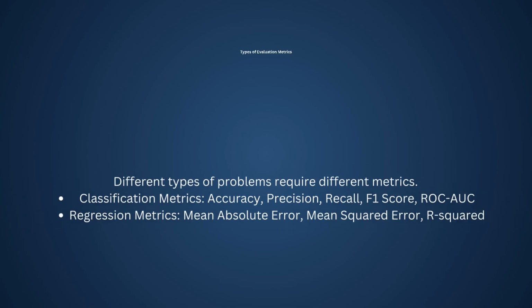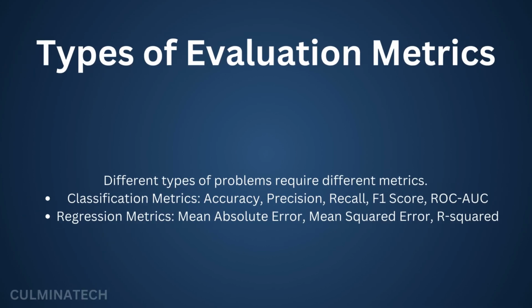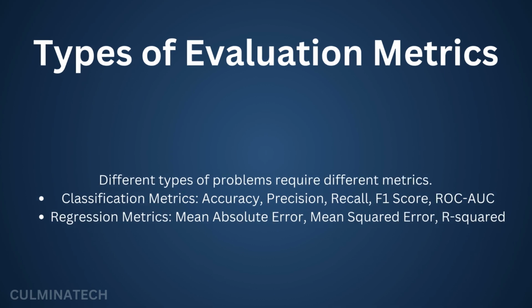So now let's look at types of evaluation metrics. Different types of problems require different metrics. So we have classification metrics like accuracy, precision, recall, and so on. Regression metrics like mean absolute error, mean squared error, and so on.